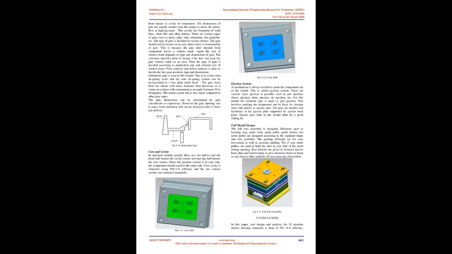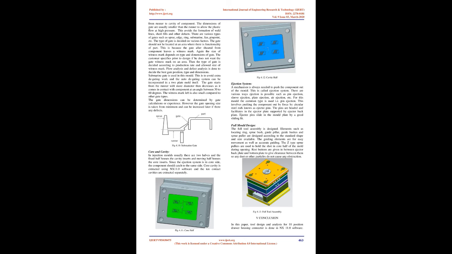The gate should not be located at an area where there is functionality of part. This is because the gate after sheared from component leaves a witness mark. Again, the size of witness mark depends on type and dimensions of gate. The customer specifies prior to design if he does not want the gate witness mark on an area. Then the type of gate is decided according to production rate and allowed size of witness mark. Flow analysis and defect analysis is done to decide the best gate position, type, and dimensions.